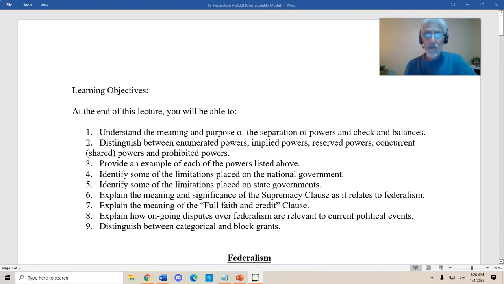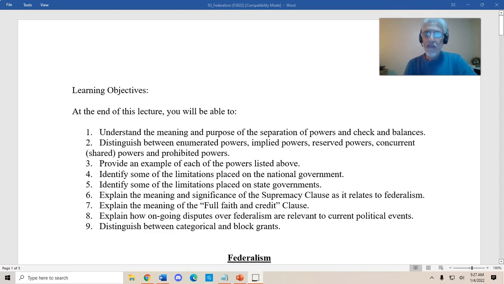So in terms of our learning objectives, at the end of this lecture, you'll be able to understand the meaning and purpose of separation of powers and checks and balances. Those two different concepts. You'll be able to distinguish between the enumerated powers, implied powers, reserved powers, and concurrent shared powers and prohibited powers at both the national and the state level. And you'll be able to provide an example of each of the powers that I just mentioned.